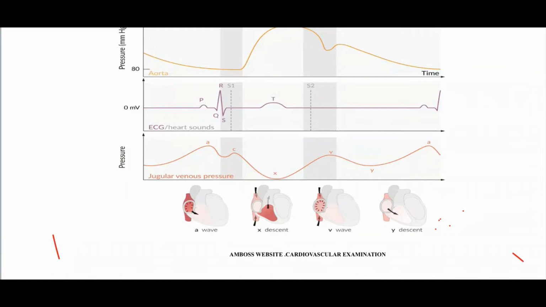Now we have V. What does V mean? V means venous return to the right atrium. That's why the atrium is now filling with blood and the pressure goes up. After it's full of blood, it opens passively. That's the Y descent. This is the initial flow before the atrial contraction. So the Y descent is the E wave in echo. Okay? Good. Now you understand.